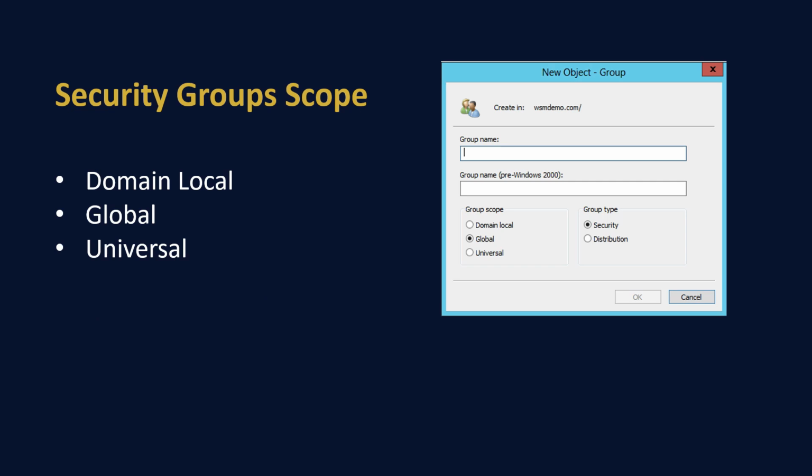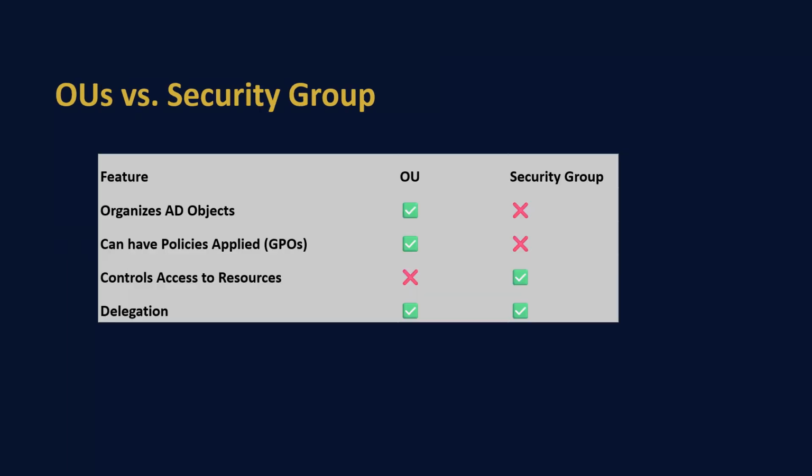Like the global group, it can also be assigned to any resource located in any domain throughout the forest. As you're looking at the table, there's really only one similarity between OUs and security groups. Both can be used for delegation, meaning you can grant limited administrative tasks. But aside from that one overlap, their roles are totally different.